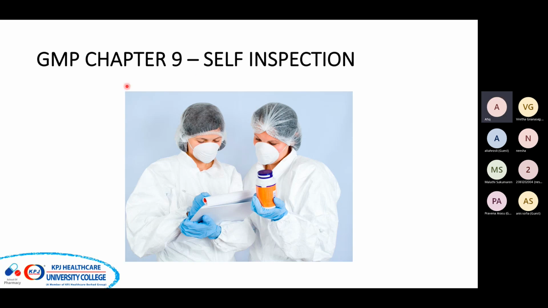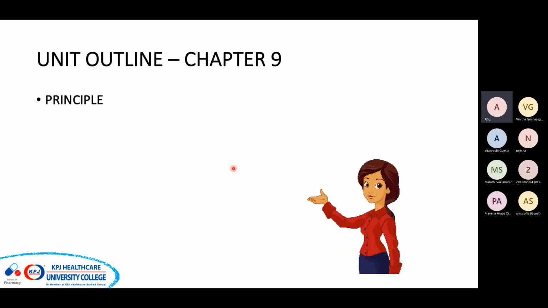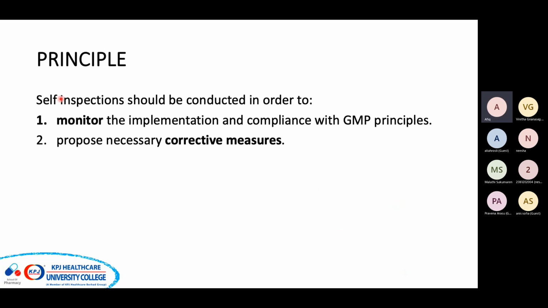Okay, chapter 9, which is on self-inspection. As the title means, self-inspection means the inspection is done by your own self, which means the company itself. So self-inspection should be conducted in order to monitor the implementation and compliance with GMP principles and to propose necessary corrective measures. This can sometimes, I would say, be similar to an internal audit.